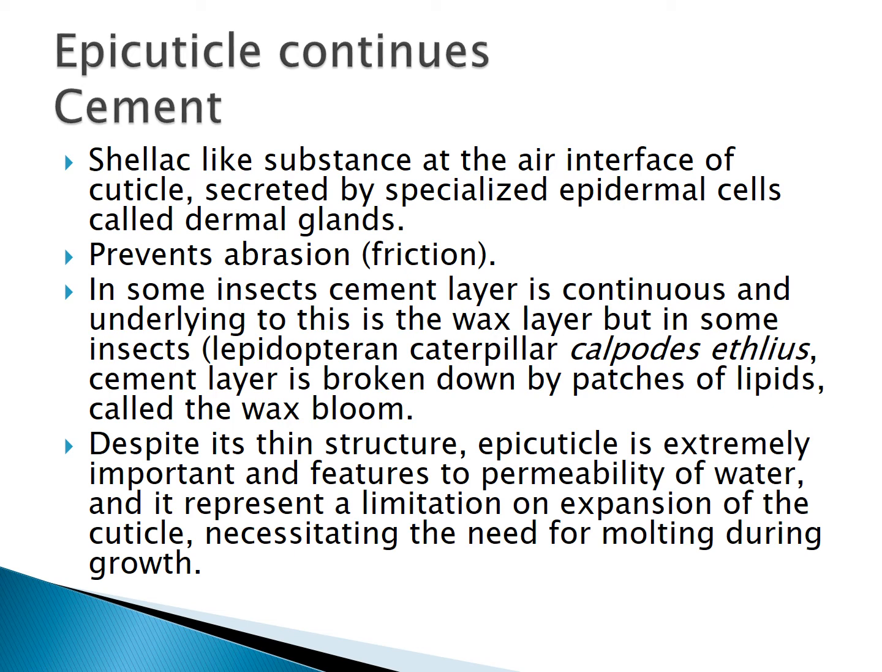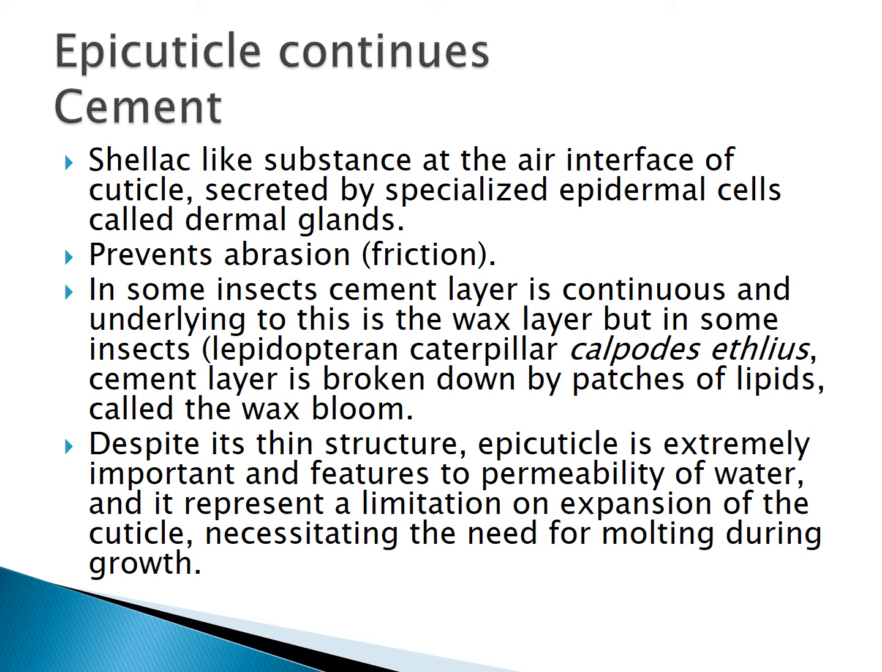The cement layer is present above the wax layer. What is the cement layer? It is a shellac-like substance at the air interface of the cuticle, secreted by specialized epidermal cells called dermal glands. It prevents abrasion. In some insects, the cement layer is continuous and underlying it is the wax layer, but in some insects, for example Lepidopteran caterpillars, the cement layer is broken down by patches of lipids called wax bloom.